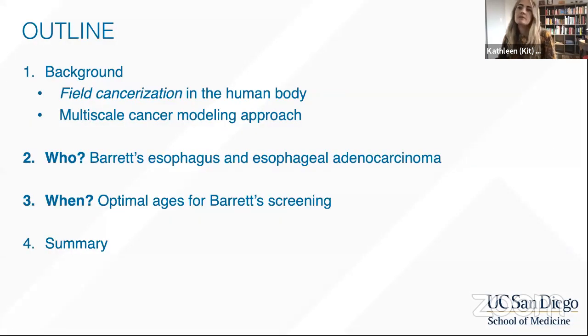So the outline of my talk is going to be a little bit of background about this process of field cancerization in the human body. So how clones become more cancer prone while patients age, and also how we take a sort of multi-scale cancer modeling approach to define these cancerization processes. Then the two parts of the talk are going to be the who of screening. So we're going to be talking about Barrett's esophagus as our example and the progression to esophageal adenocarcinoma in these patients. And then the when, of when is the optimal time to screen for Barrett's for at-risk populations, and a little summary.